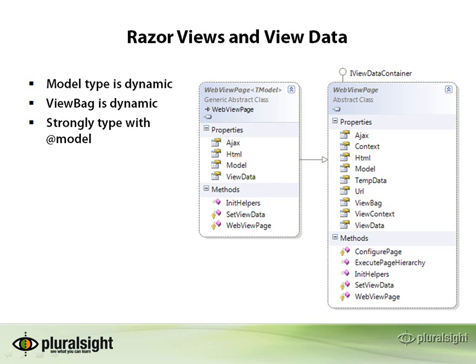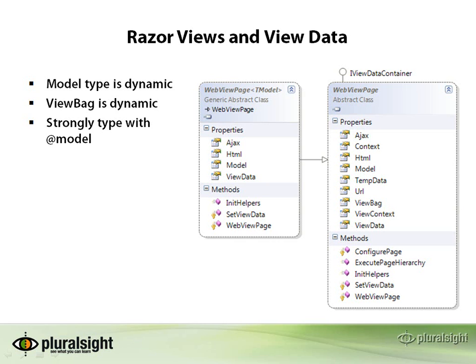You can access a model property that you inherit from a base class, because when Razor builds that class from the template that you have on your file system, the CSHTML file, it will build a class that derives from WebViewPage of TModel, where TModel is going to be the type of your model. So yes, you can strongly type Razor views. We'll look at that in just a bit.